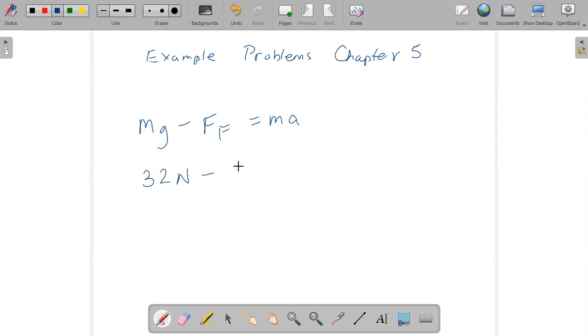Minus the friction, which is 55 newtons times 0.40. Oh, I used the wrong value in the last part, but you could just go back and substitute 0.41. That equals ma, which equals 32 newtons divided by g times a.